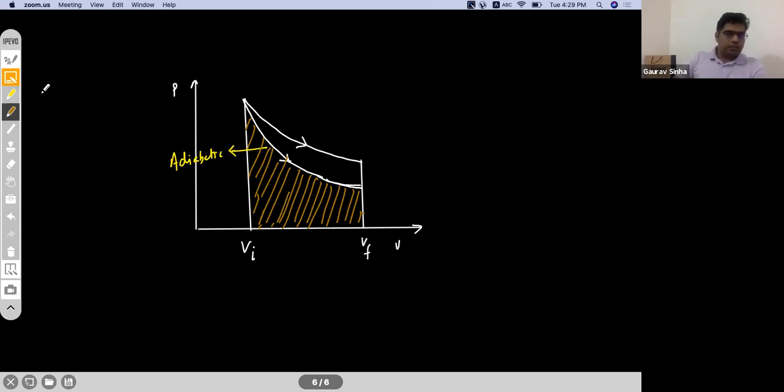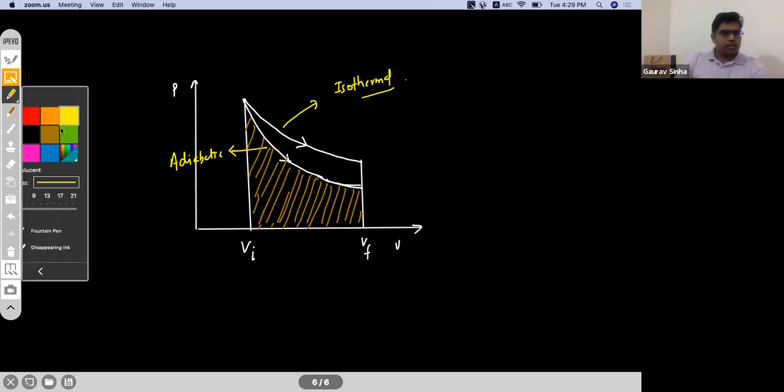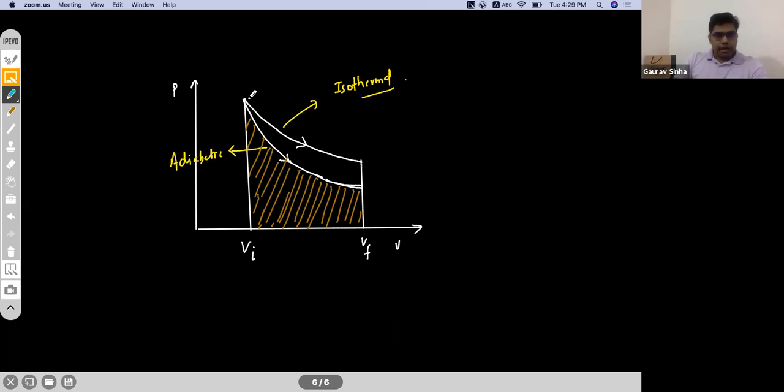But for isothermal, we know this curve, the upper one, is the expansion we have, so the upper one is isothermal. The work done in the isothermal process would be the area under this curve, right? Which includes this area as well. You have to include this area. Obviously, the area in the isothermal process is greater than the area in the adiabatic process.